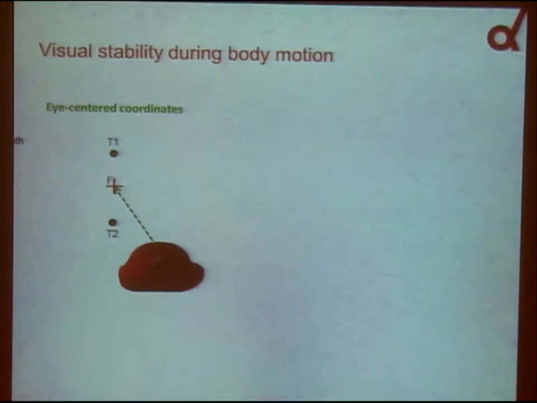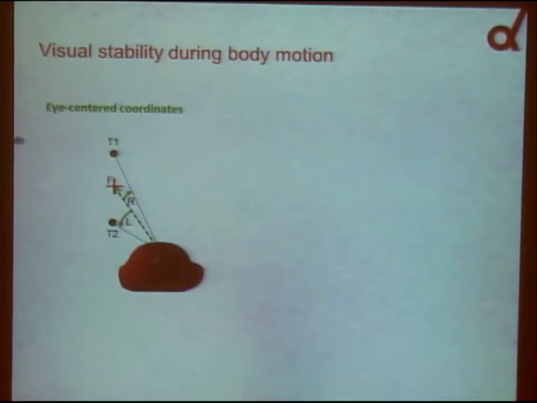And I'll show you here. What I'm showing you is a kind of top view of a subject. This is the gaze direction. And these are two objects. An object a little bit away from the fixation point, and an object a little bit closer to the subject. Well, if the subject encodes spatial representations of these objects in an eye-centered frame, you could argue object 1 is to the right from my gaze center, and object 2 is to the left from my gaze center.